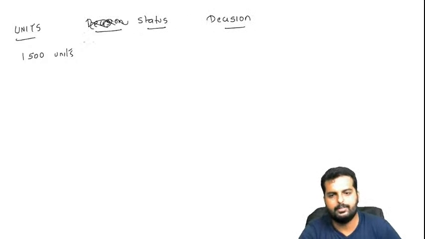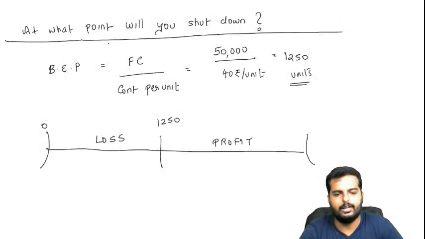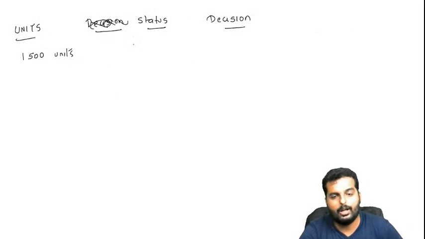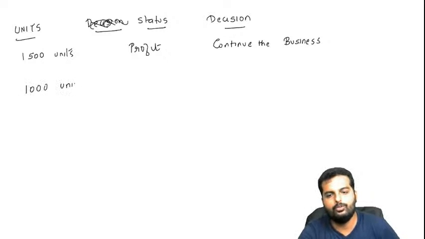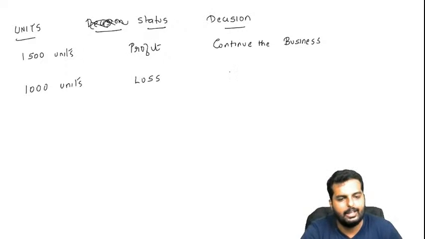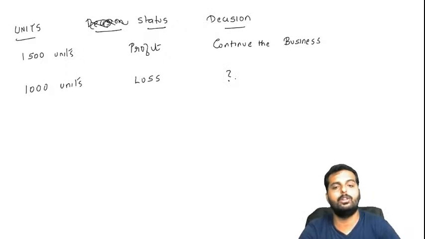Suppose if it's 1500 units, is it more than 1250? Yes. So are you going to make a profit or a loss? You will make a profit. If I'm making a profit, what should I do? Should I continue or should I shut down? I should continue the business. My question number 2 to you is, if I am selling only 1000 units, now am I making a profit or a loss? I am making a loss. Tell me, should I continue the business or should I shut down the business?